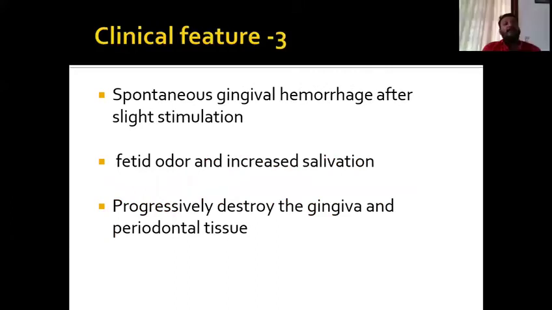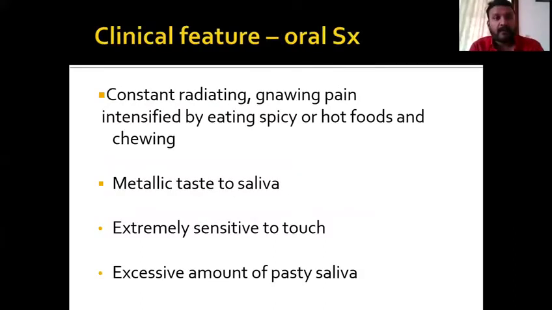Then spontaneous gingival hemorrhage, I just now told. Spontaneous gingival hemorrhage after slight stimulation, fetid odor, and increased salivation progressively destroy the gingiva and periodontal tissues. Now, there is a constant radiating gnawing pain intensified by eating spicy or hot food and chewing. Because whenever the patient has hot or spicy food, there will be constant gnawing pain. There will be a metallic taste of saliva.